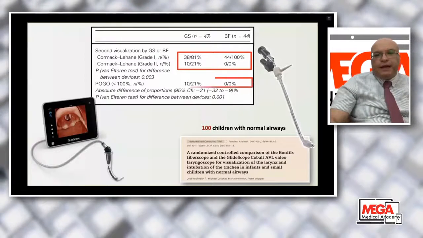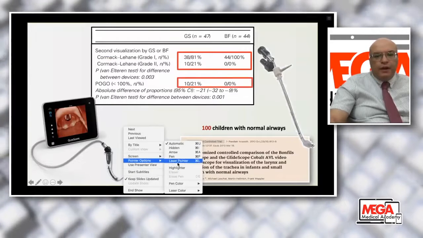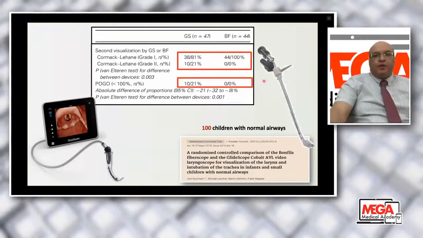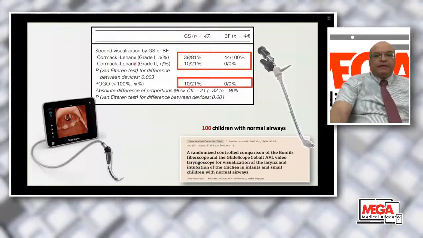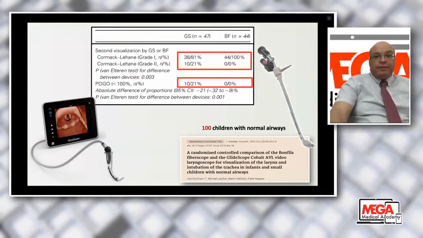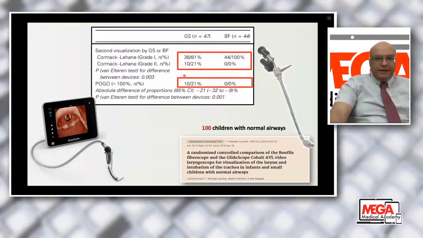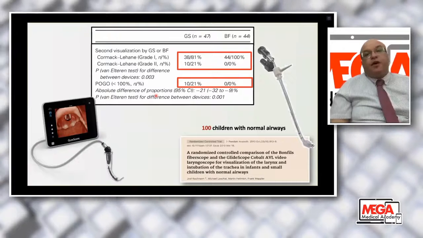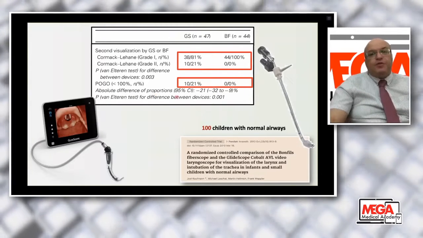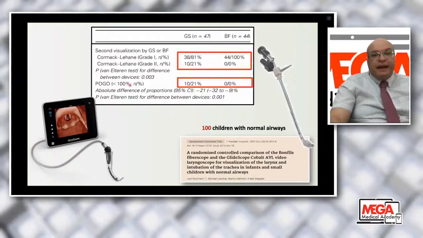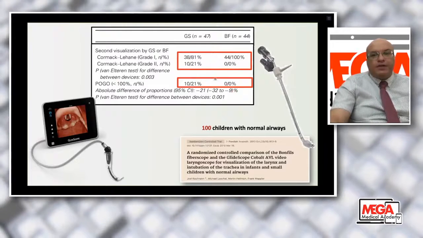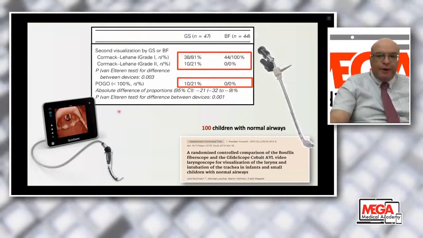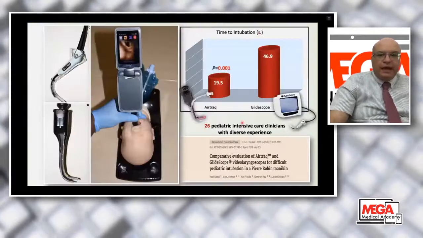Here in this study compared GlideScope in about 100 patients with the Bonfils retromolar laryngoscope. You can see the glottic view, Cormack-Lehane grade 1, which is the best view, is more with Bonfils than GlideScope. This is the percentage of optimum glottic view. It should be 100%. That means all patients, or these 44 patients, have 100% best view using Bonfils. This is the 100 patients with normal airways.